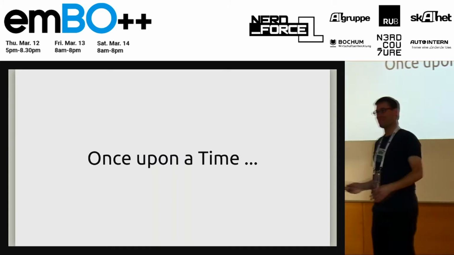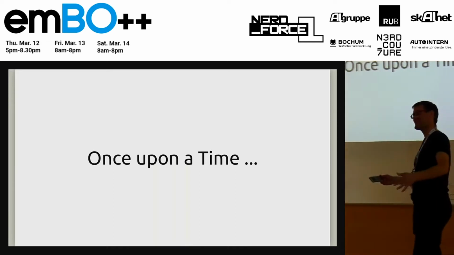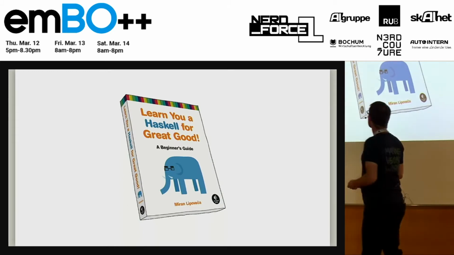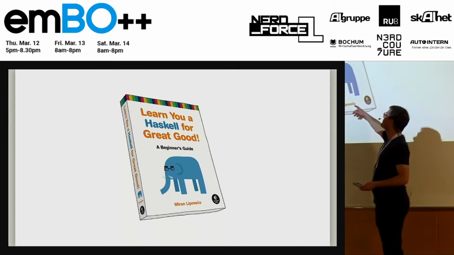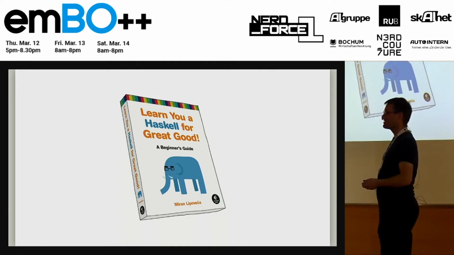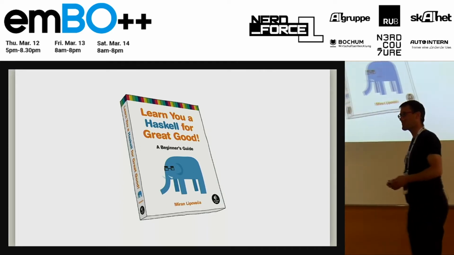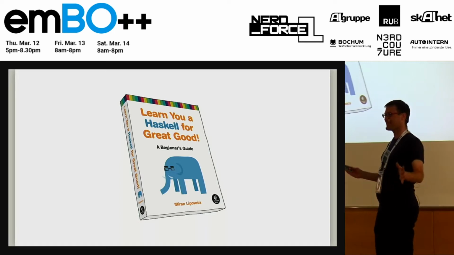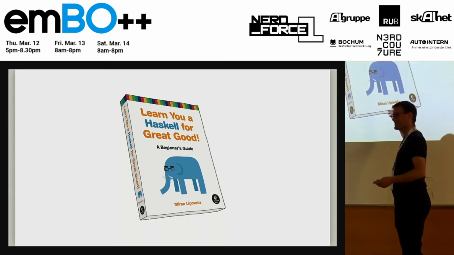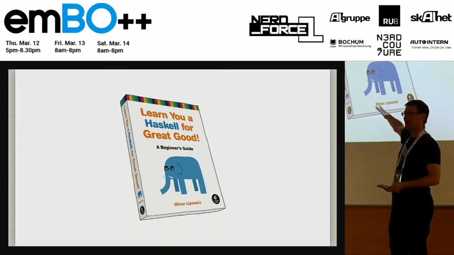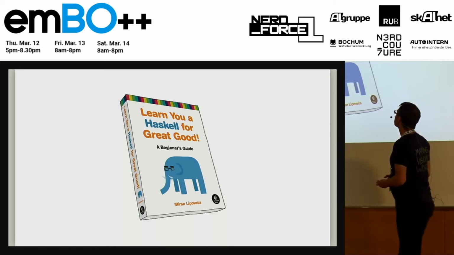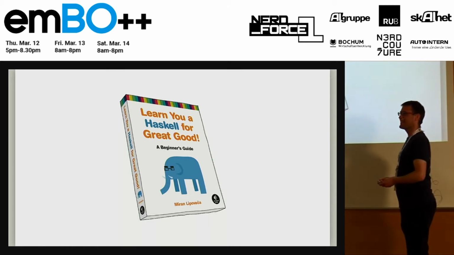So now we can go to nicer, greener fields. Some time ago, I started to read this book here, Learn You a Haskell for Great Good. It's a really nice book. I can really recommend it. If you're taking something home from this talk, it's to get this book and read it. You can also read it online. It's freely available online.